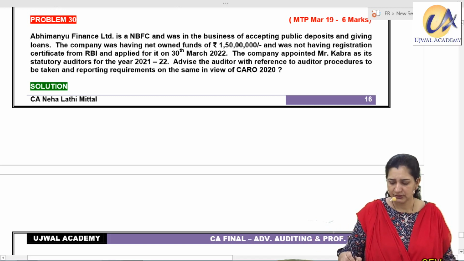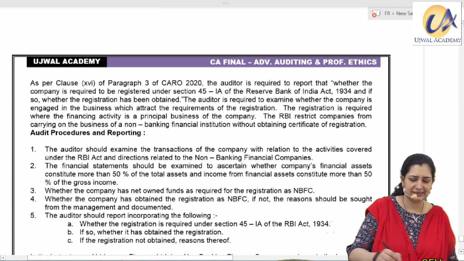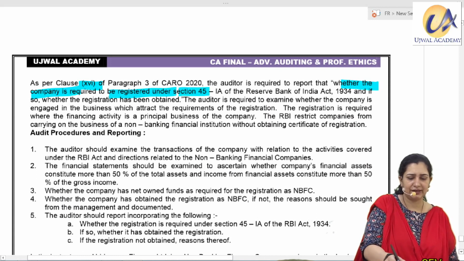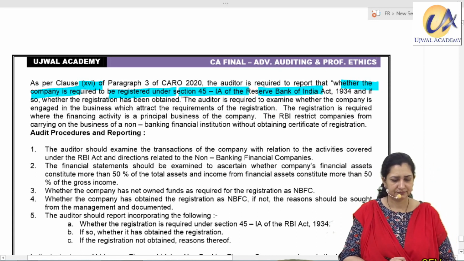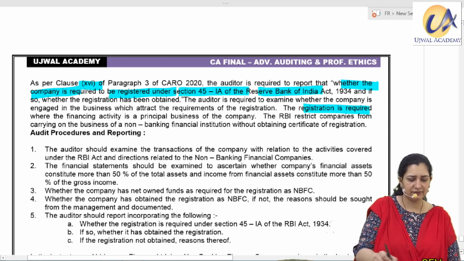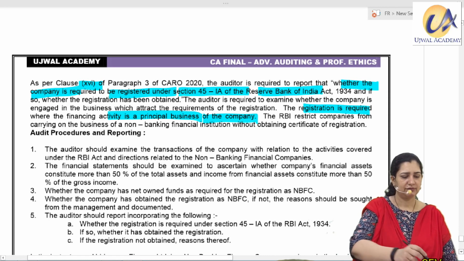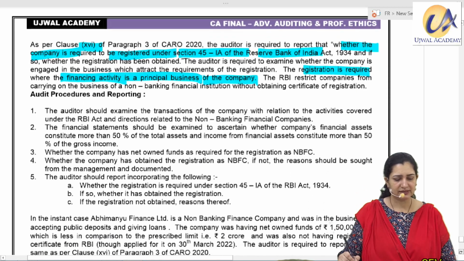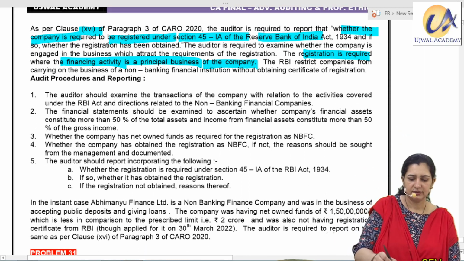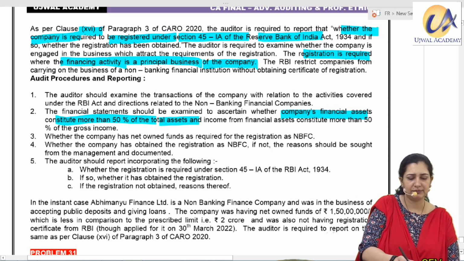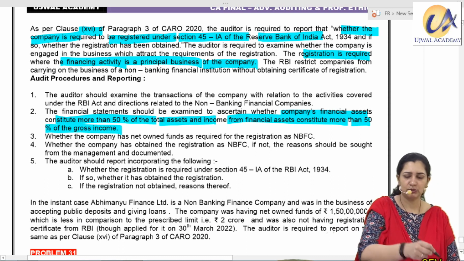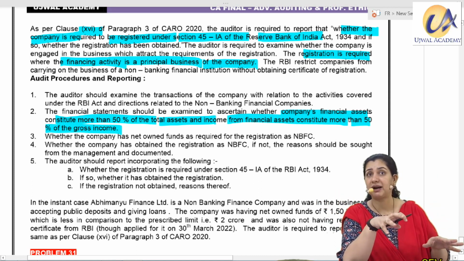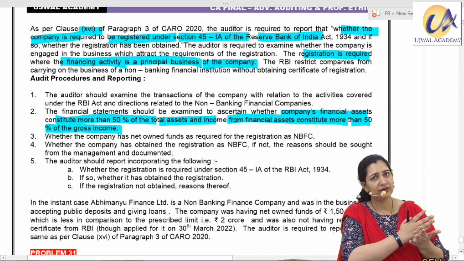Simple one. So for NBFCs we have to mention as per clause 16 whether company is required to be registered under 45-IA of the RBI Act. Registration is required when you have principal business of financing. And it is called principal business of financing when company's financial assets are more than 50% of total assets and income is more than 50% of gross income. All this is technical part you learn in NBFC chapter. I told you we are not getting into that.